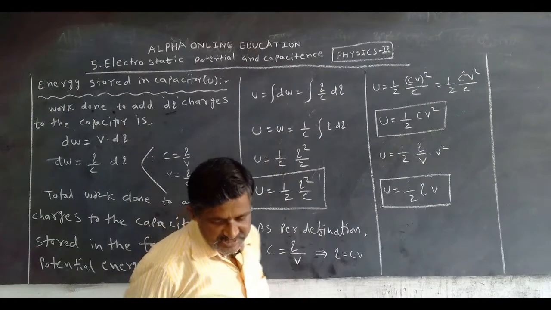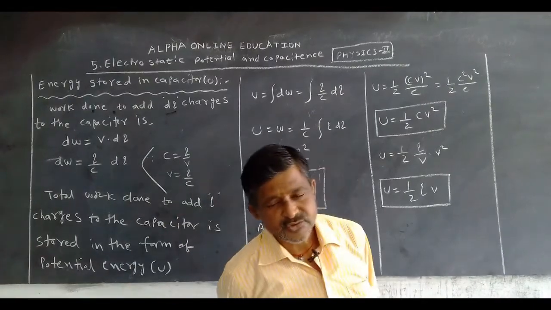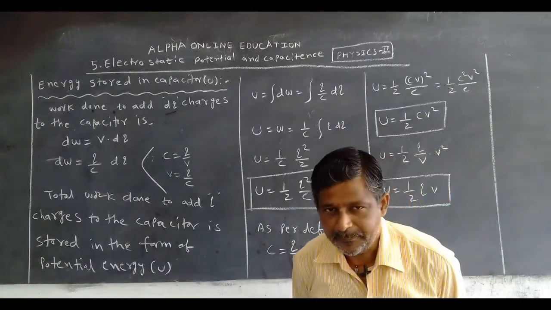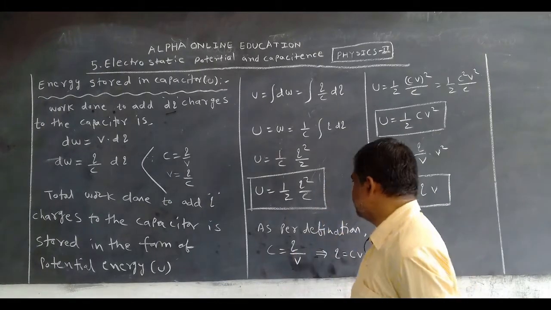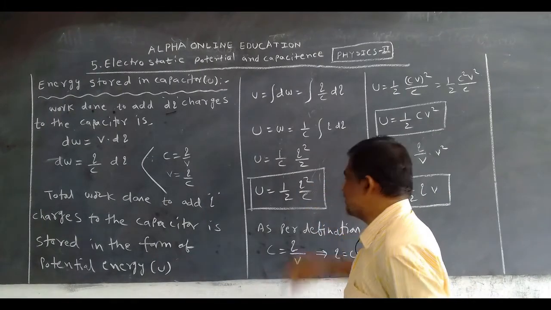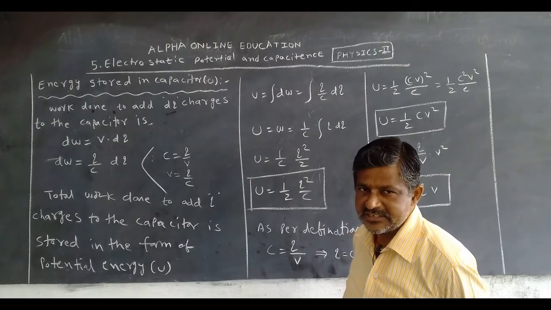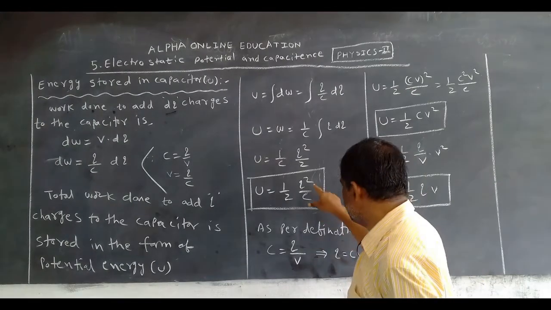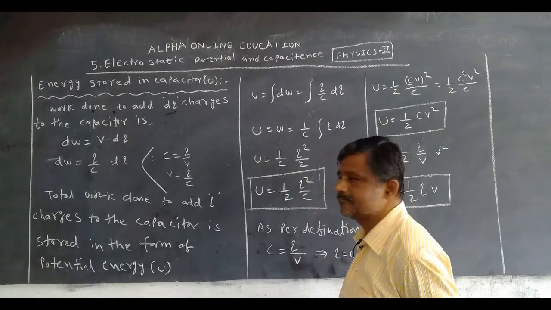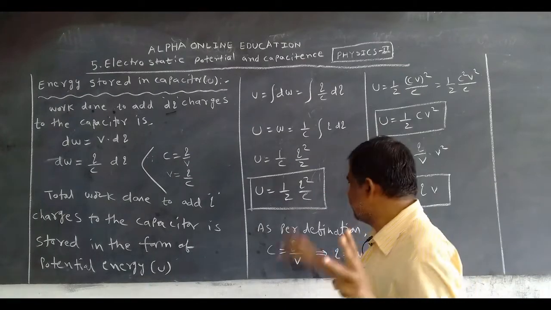This is the energy stored in the capacitor in terms of which one? Q, C. This is the energy stored in a capacitor in terms of Q and C. We have three forms, and this is the first form.